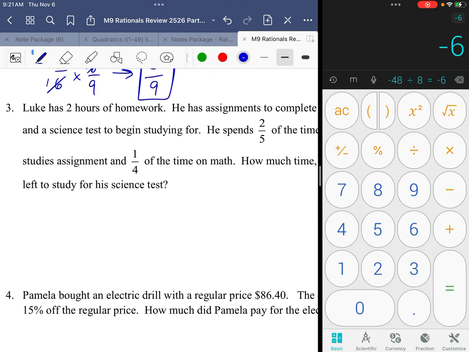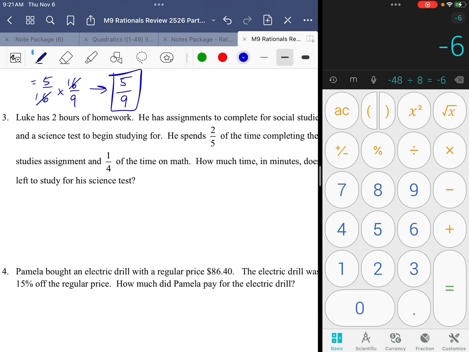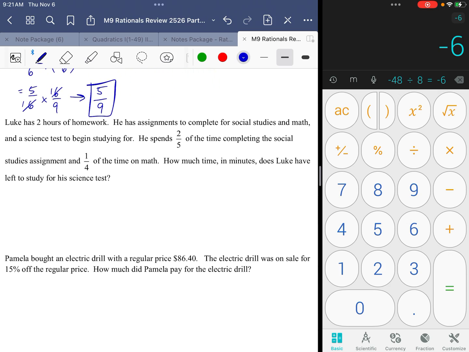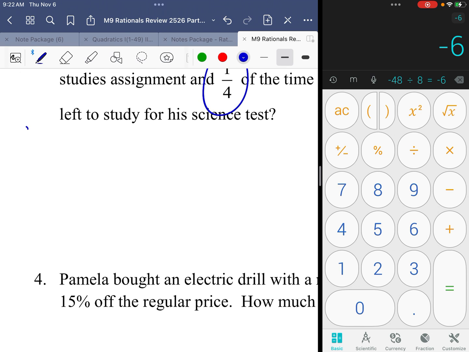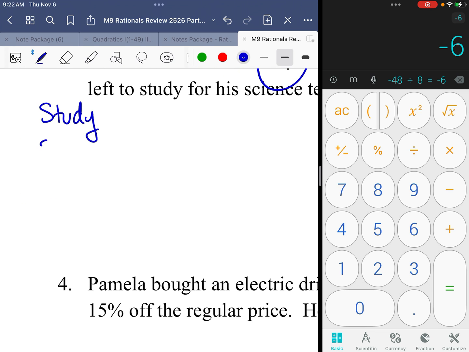Last two questions here, folks. Luke has 2 hours of homework. He has assignments to complete for social studies and math and a science test. He spends 2/5 of it completing the social studies assignment and 1/4 of it on math. So let's figure out the study fraction. So 2/5 plus 1/4.